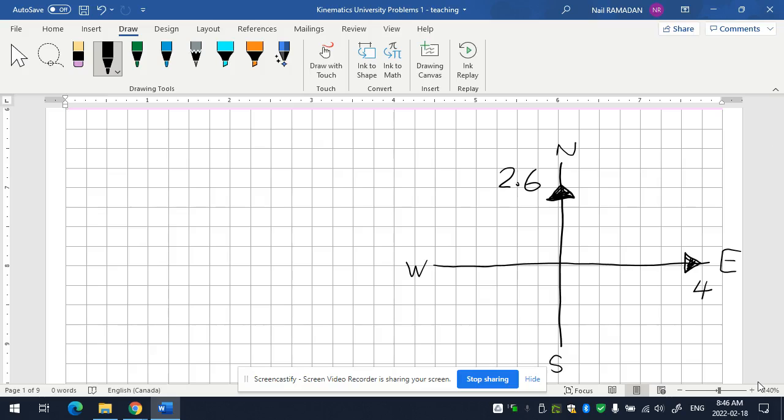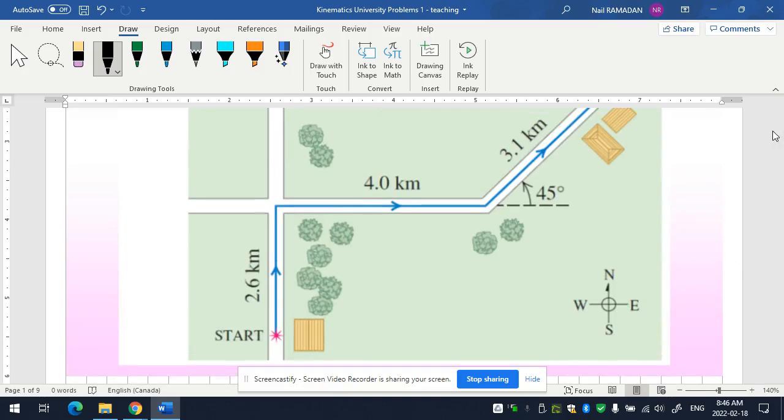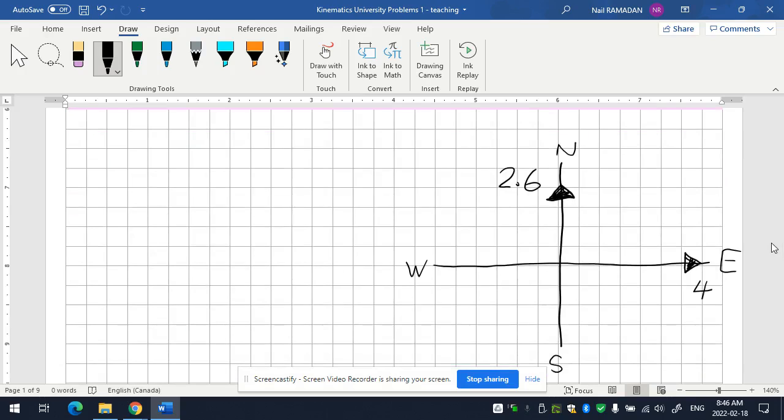Now, where is the third vector going? What angle? Are we given an angle? Yes, we are. How much? 45 degrees, obviously east of north, or in this very special case, also northeast. 45 is the only angle that's both at the same time. Okay, so that means I'm just going to sketch. How long is it? 3.1. So it's a length between 2.6 and 4. It doesn't really matter. Just sketch something somewhere in the middle. Okay, so I'm going to sketch it this way.